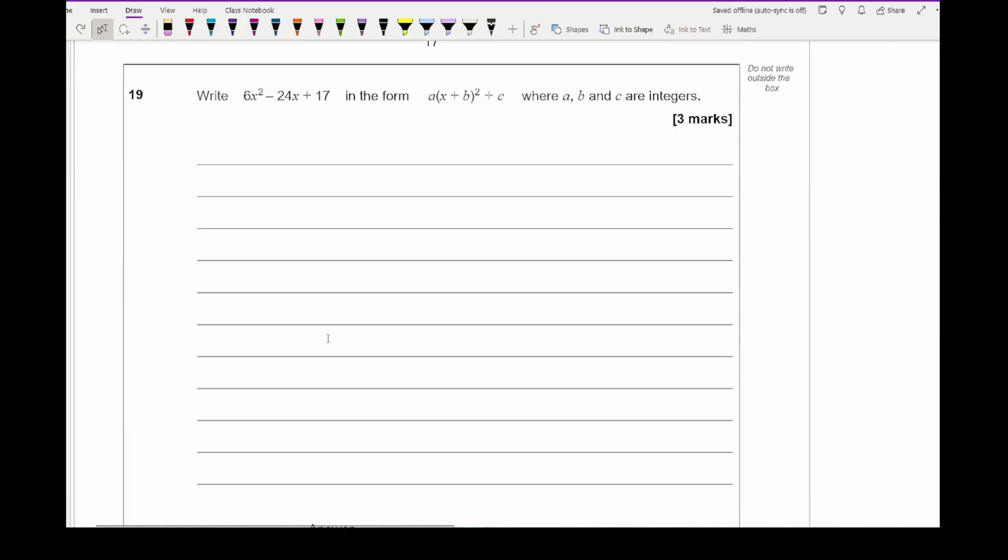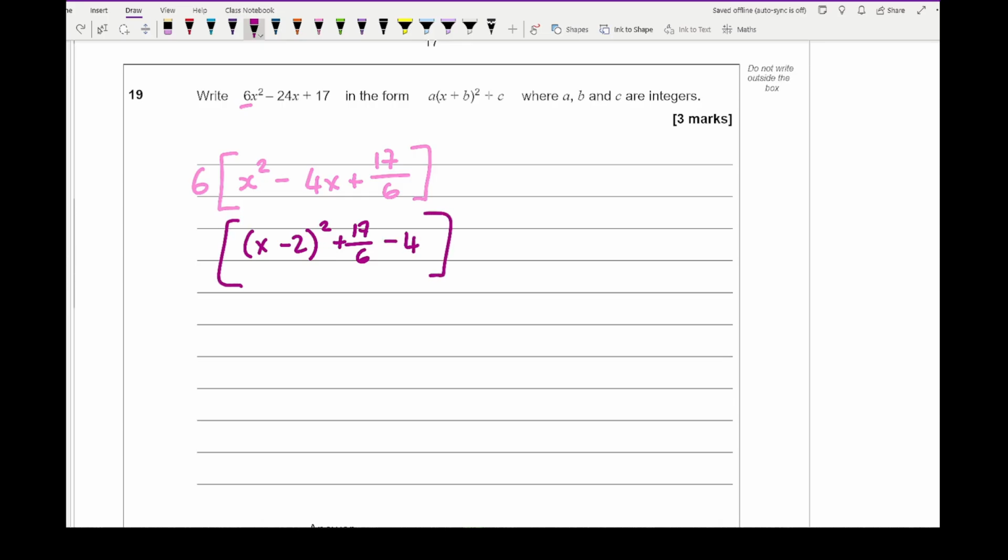Moving on to question 19, it says write 6x squared minus 24x plus 17 in the form of completing the square. Now for this, what we need to do is take 6 out as a factor. So I take 6 out, in which I end up with x squared minus 4x, taking 6 out of 24, plus 17 over 6. Now from this, we can use completing the square for the square brackets. So I end up with x minus 2 squared plus 17 over 6 minus 4.